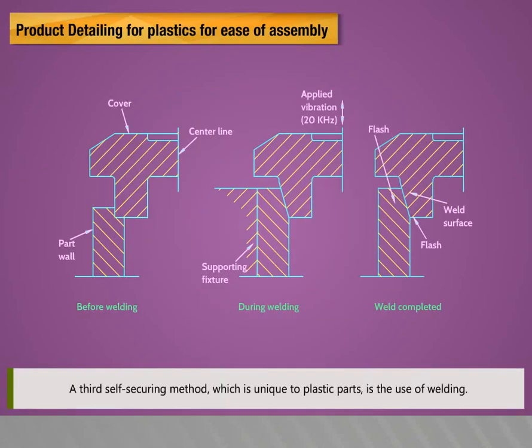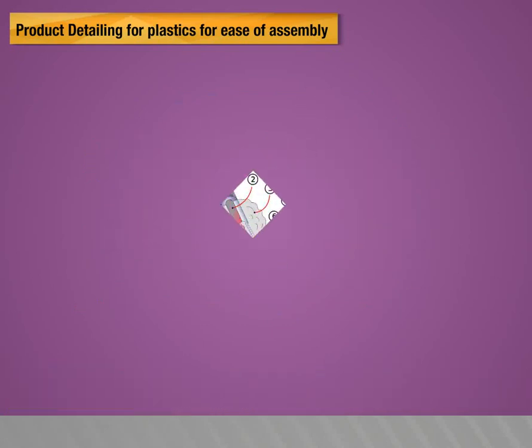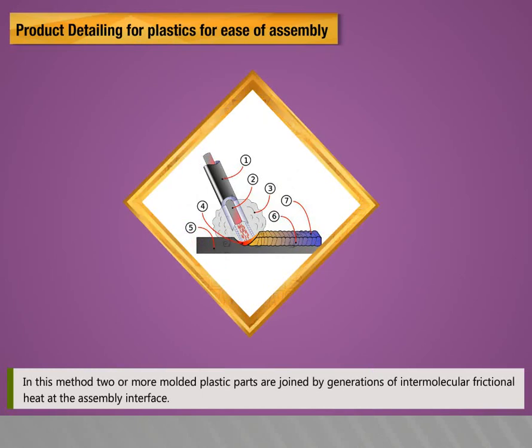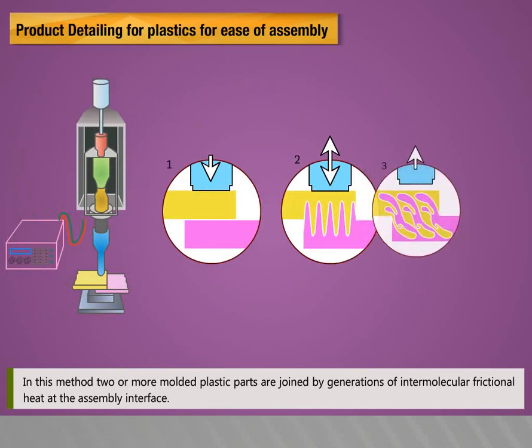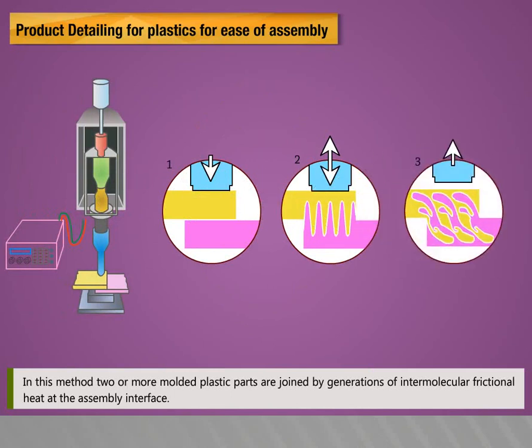A third self-securing method, which is unique to plastic parts, is the use of welding. In this method, two or more molded plastic parts are joined by generation of intermolecular frictional heat at the assembly interface.